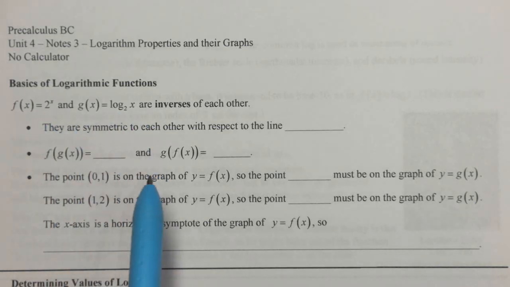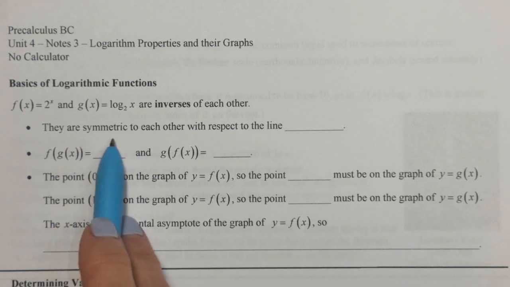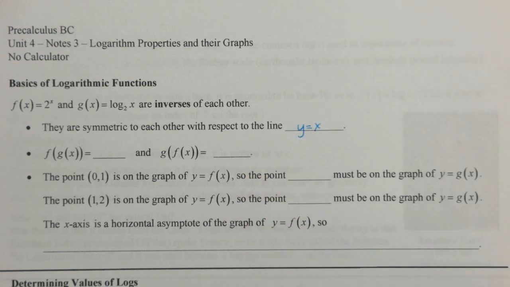Okay? If two functions are inverses of each other, they must be symmetric to each other with respect to the line y is equal to x. They are a reflection of each other over that 45-degree line through the plane.